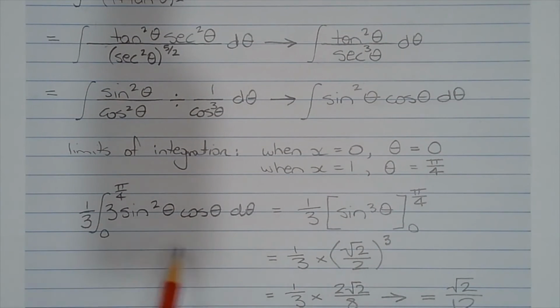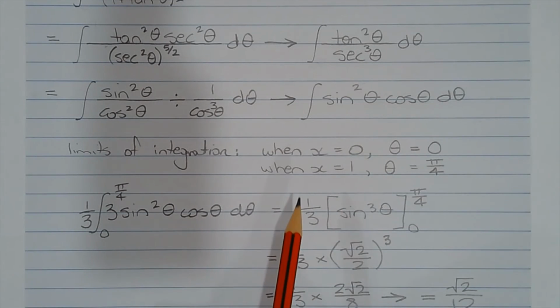Now, to make the integrand look like the solution to part 1, we multiply the integrand by 3, but then we compensate by multiplying by 1/3 outside of the integral. So the integral becomes 1/3 multiplied by the integral of 3 sine squared theta cos theta d theta from theta equals 0 to pi over 4.